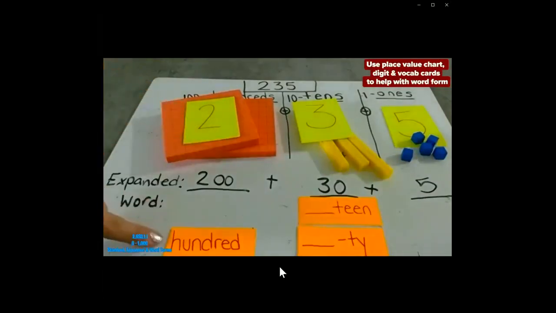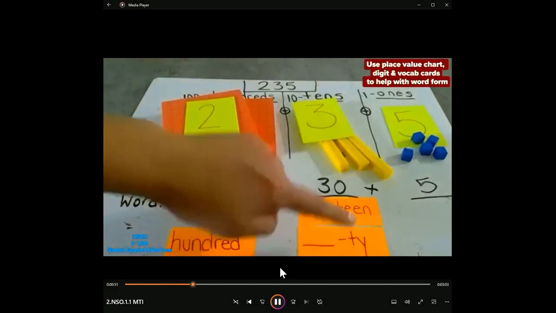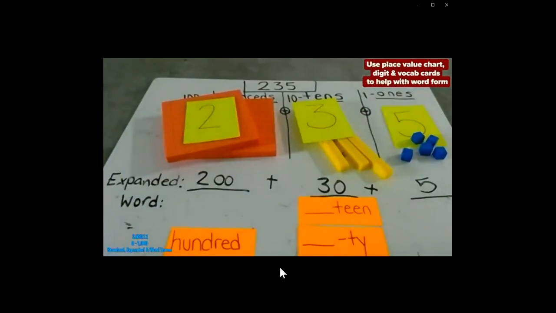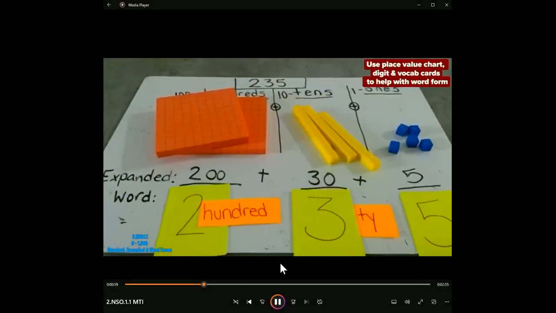Expanded form helps students with word form. A great tiered instruction activity would be to provide students with word cards or stems so that students can then work on word form.